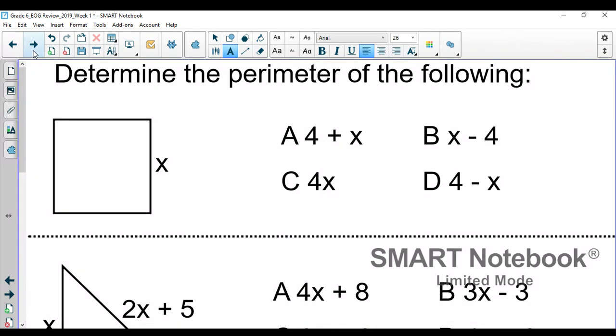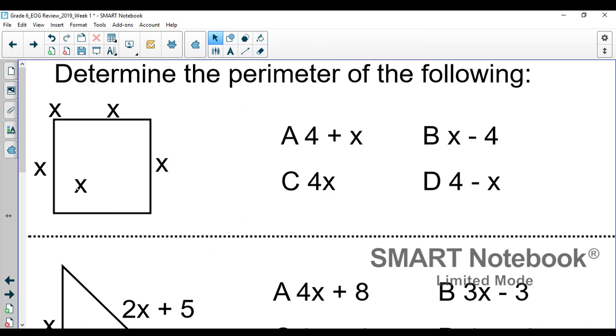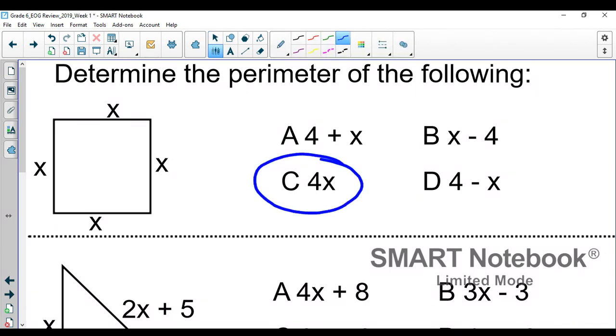Okay, when you are combining like terms, finding perimeter, nothing is different. So in this first example, I have a square. So if one side measures x, that means all four sides must measure x. So I have x's to represent each one of these sides, x, x, x, x. And to find the perimeter, it's x plus x plus x plus x, which is 4x.